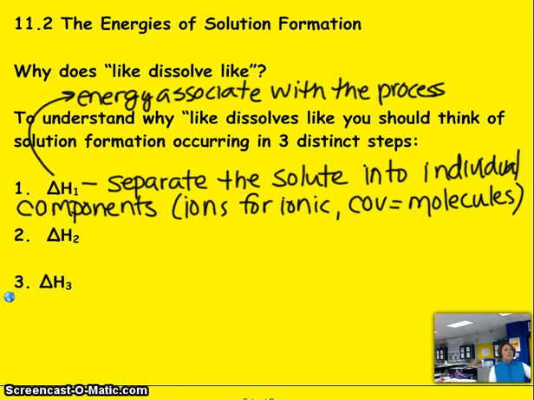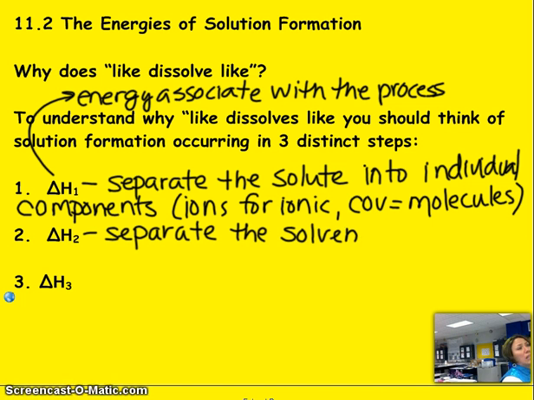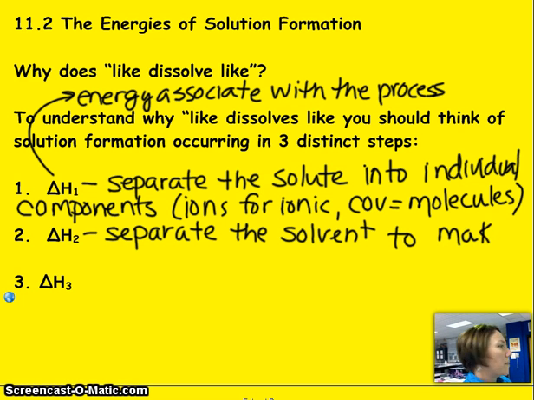Okay? Delta H2 is spreading the solvent or separating the solvent. The energy associated with spreading out the solvent. Now we know water, when it's a solvent, really loves itself. So it takes a lot of energy to spread apart water because water has hydrogen bonds, which are relatively strong intermolecular forces of attraction. So you have to separate the solvent to make room for the solvent, or solute, excuse me.